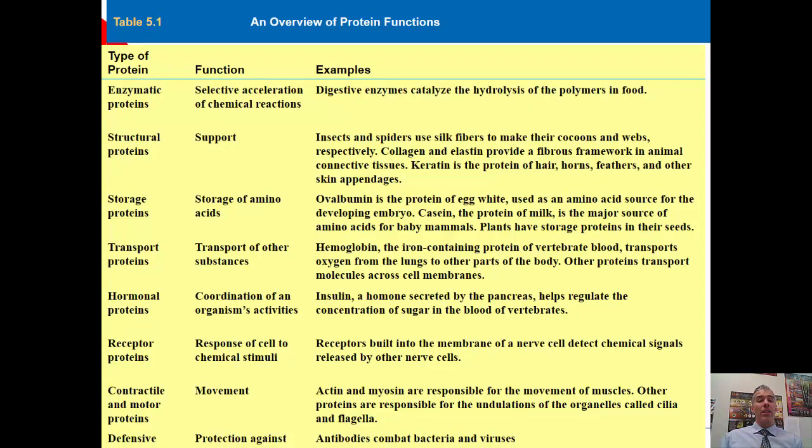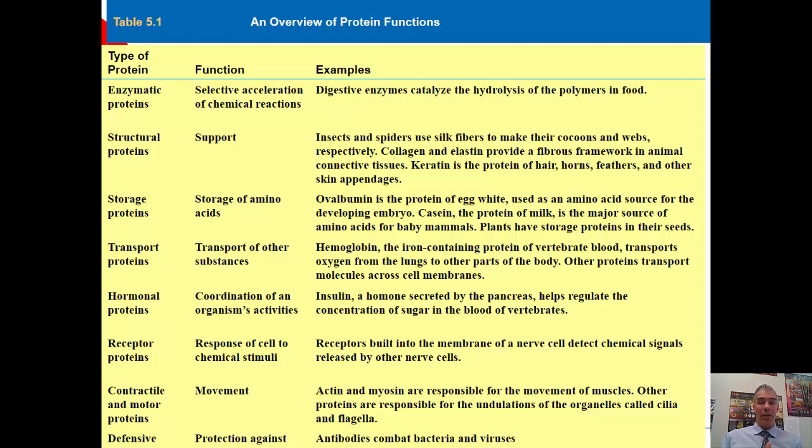They're enzymes. They're structural. They provide support within the cell and outside of the cell. There's proteins that store amino acids, like albumin in the protein of egg whites, and casein, which is a milk protein, which is made of amino acids for baby animals. So you have that storage component. There's transport proteins that allow things to get across the cell membrane, which is so pivotal. It's how cells maintain homeostasis.